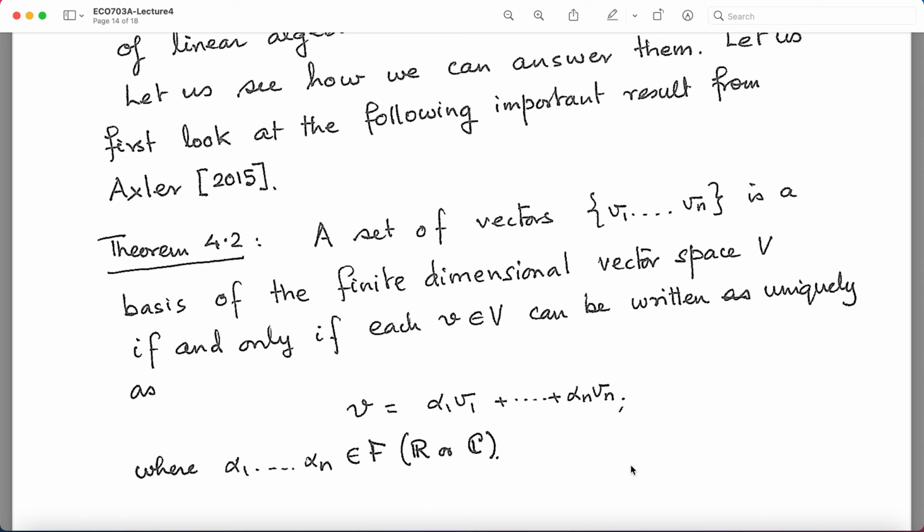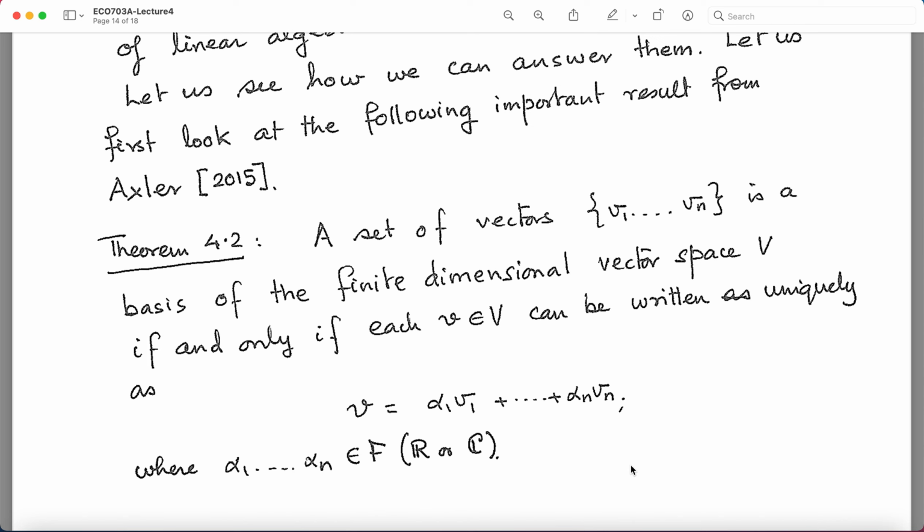So, here is the result from Axler, which I will not prove because it is so simple, you can do it yourself. A set of vectors in V is a characterization of a basis: it is a basis of a finite dimensional vector space V if and only if every v in V can be uniquely written as this.